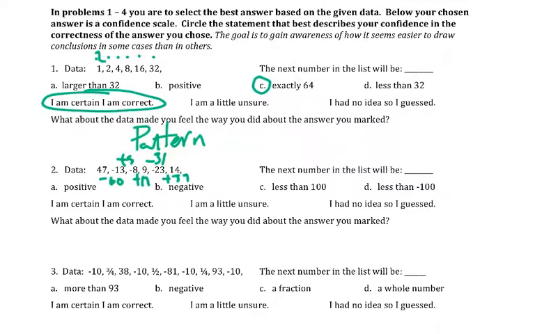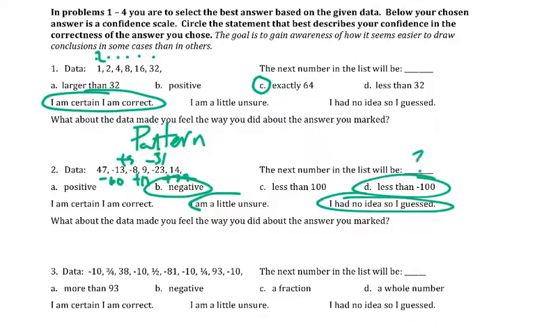My guess is the next number would be negative. I'd say pretty much that one. Maybe less than negative 100. So the next number, there was no pattern here, so it was tough to tell what was going on.